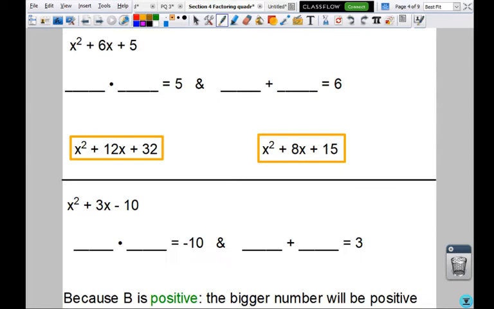So let's look at this one. I'm going to look at x squared plus 6x plus 5. And I'm going to end-middle factor. I want to know what times what is 5 and adds up to 6, which is pretty easy.